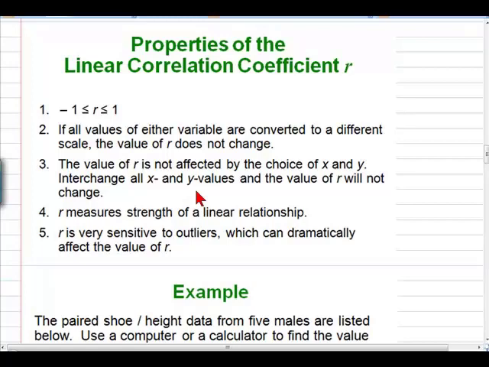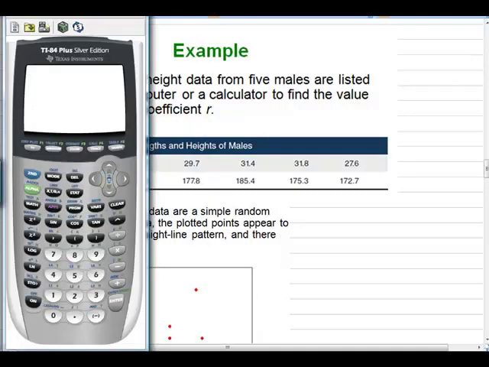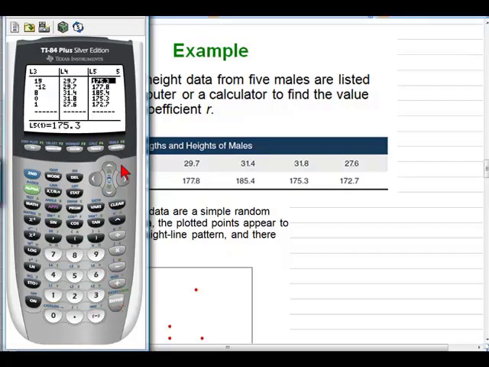R measures the strength of the linear relationship, and R is very sensitive to outliers, which can dramatically affect the value of R. So R is what we use to measure a linear correlation. For example, the paired shoe print and height data from 5 males are listed below. We can use a computer or a calculator to find the value of the correlation coefficient R. I've taken the liberty of plugging in this data in advance just because it takes so long to put data into my calculator.